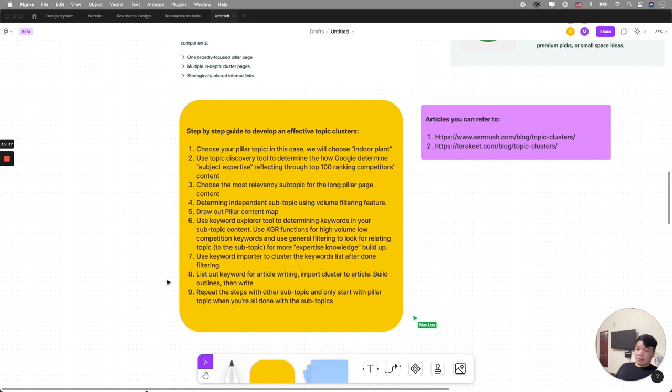So now let's turn to our tool and see how we could build a topic cluster from the sample case that I was doing. Let's do indoor plants.